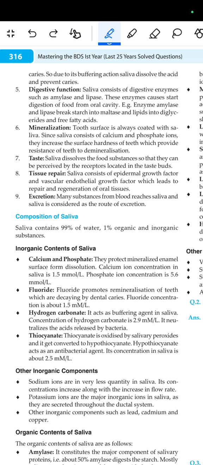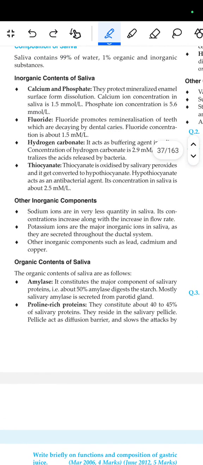Excretion. Many substances from the blood reach the saliva and saliva is considered as a route of excretion. Here is the composition of the saliva. The saliva contains 99% water, 1% organic and inorganic substances.